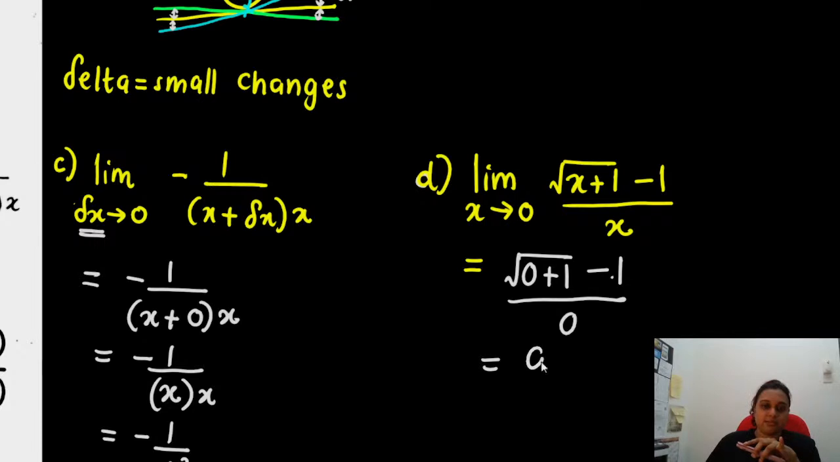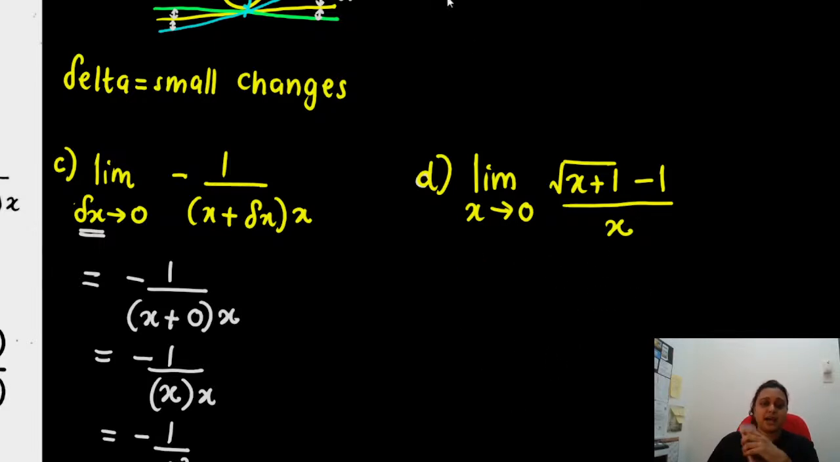So you will get 0 over 0. 0 over 0 cannot be the answer, so we have to go for factorizing. But here, how to factorize? This is not a square. This one has a surd. If it has a surd, you remember your Form 4, what you must do?